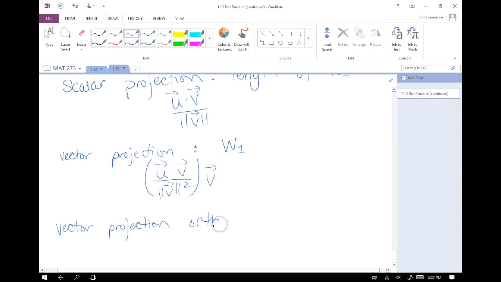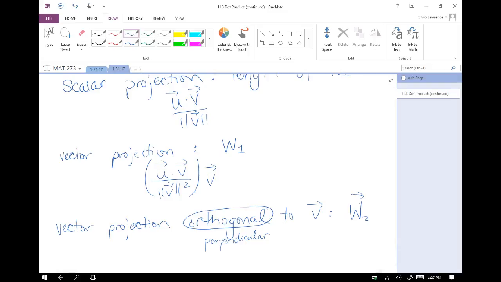Have we used the word orthogonal yet? Almost. Braces, orthodontist. Orthogonal just means perpendicular. This is the W sub 2. It's that second vector that we needed to create our parallelogram method and get U as the diagonal.